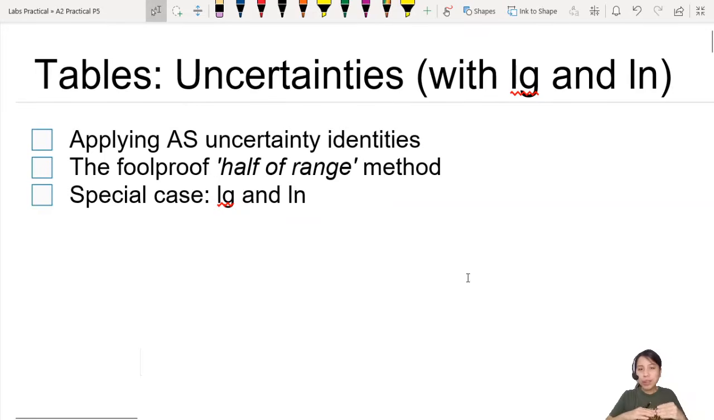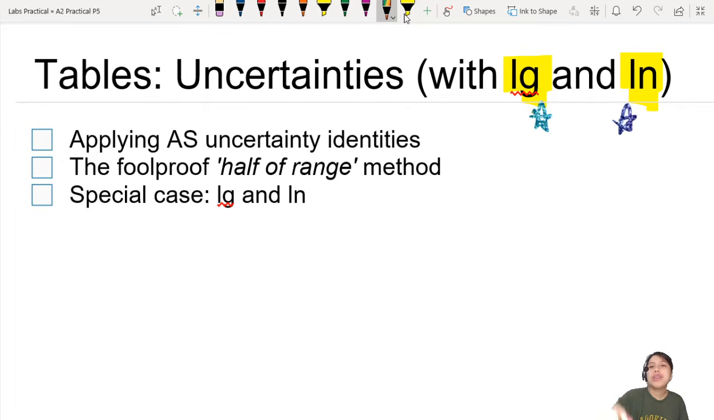Welcome to the uncertainty video just for tables and for log and ln, the special case. If you're familiar with the first part but you don't know how to deal with logs and lns, use the video description and jump to the later part so you can just go and see.